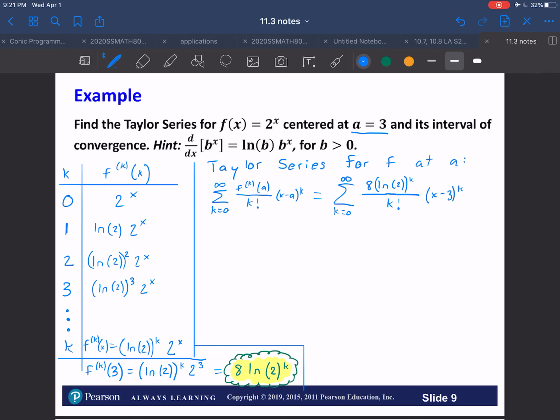We did it. There's no simplification to do on this one. The only thing we could do if we wanted to is combine this power of k and this power of k together, but we don't have to. And so in order to find the interval of convergence, let's use the ratio test this time.